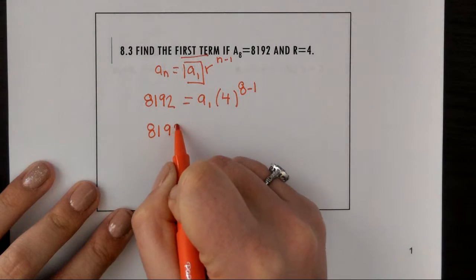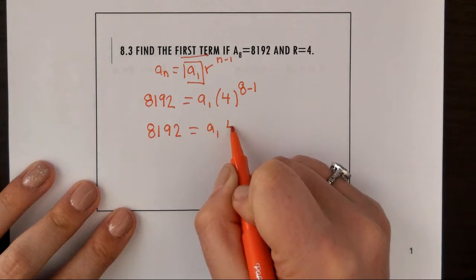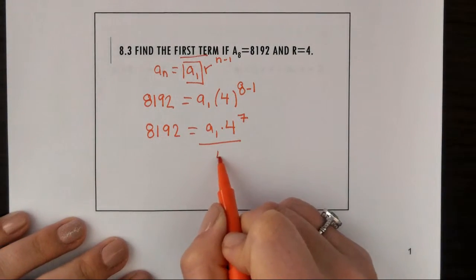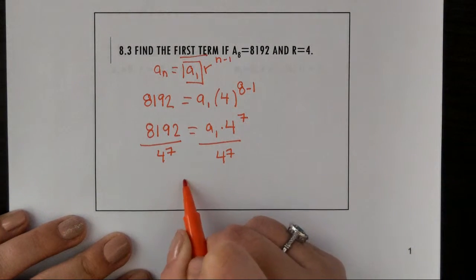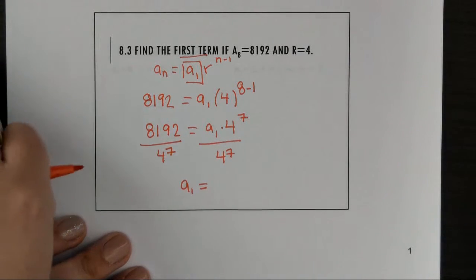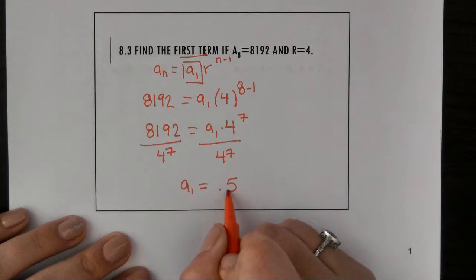Now all we need to do is to simplify this. This would be a sub 1 times 4 to the 7th power. Okay, and we're going to divide by 4 to the 7th power to isolate our first term. And when you work that out, you're going to get 1/2.